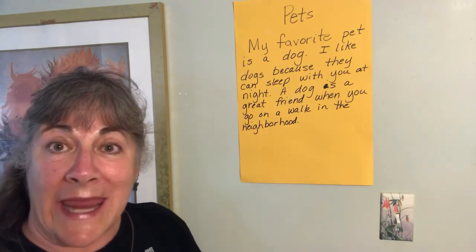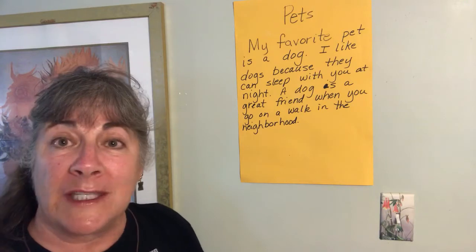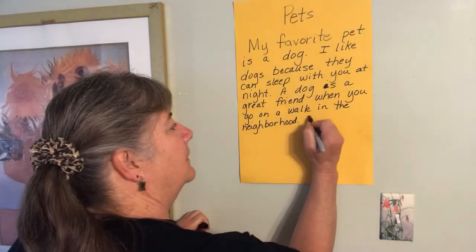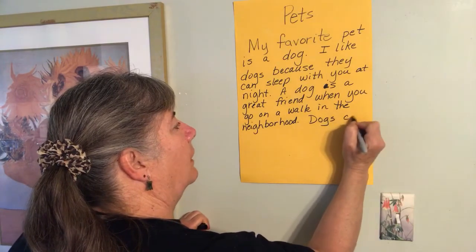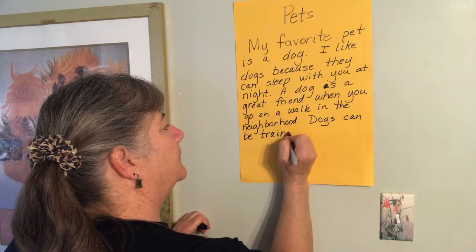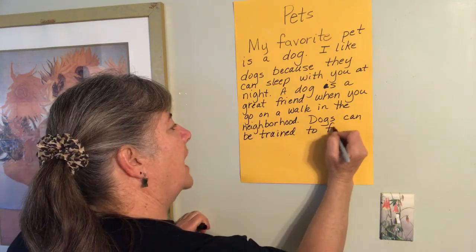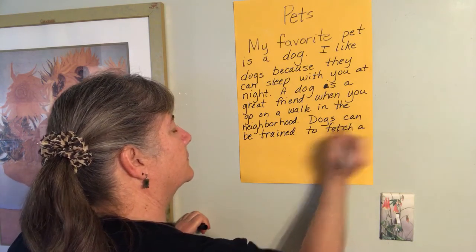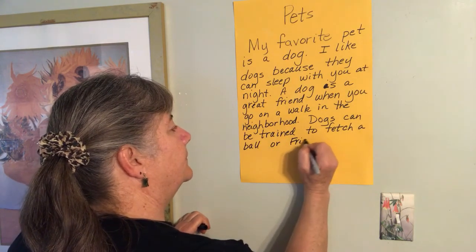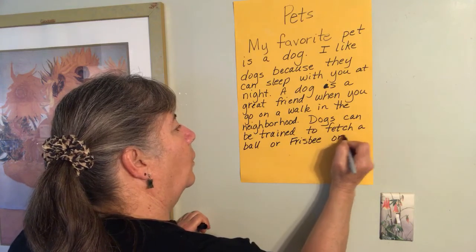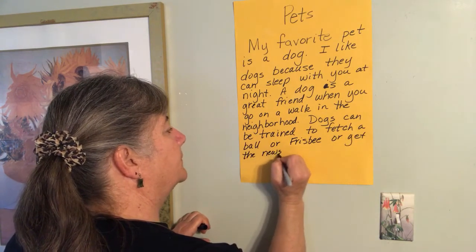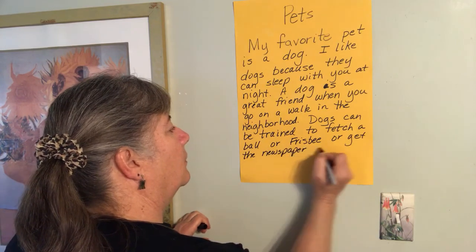Dogs can be trained to fetch a ball or Frisbee or get the newspaper for you. All right. Dogs can be trained to fetch a ball or Frisbee, or get the newspaper for you.